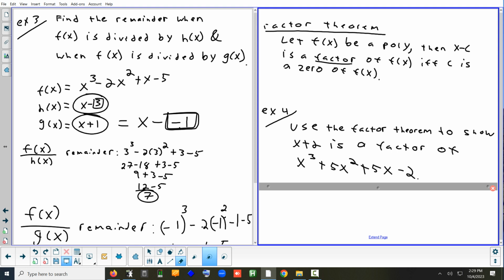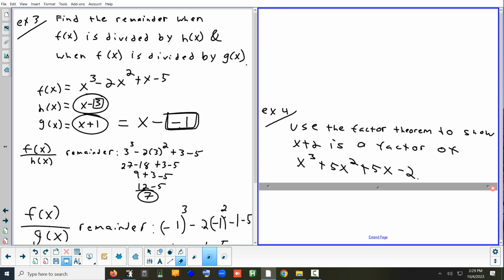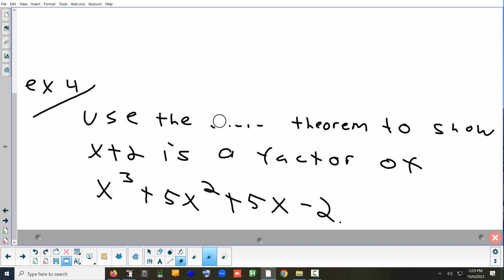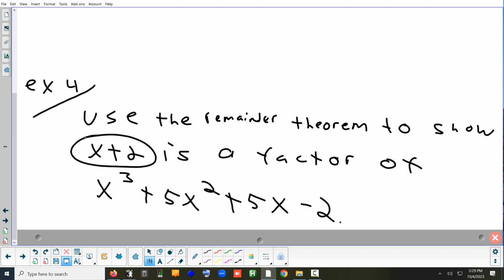I don't have to explain that. So let's use, and let's just say the remainder theorem. If you see directions in the book that say factor theorem, just think it's the same thing for our purpose as remainder theorem. Okay. So use the remainder theorem to show that this is a factor of this.